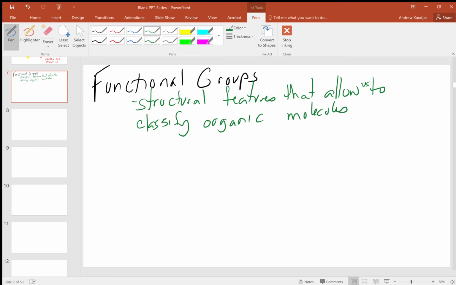And so you will need to know all of these functional groups that we talk about here. You'll need to be able to recognize them if they show up in a structure, and you'll need to be able to go the other direction. So if I said to draw something that contains a carboxylic acid, you would need to be able to draw a carboxylic acid out.